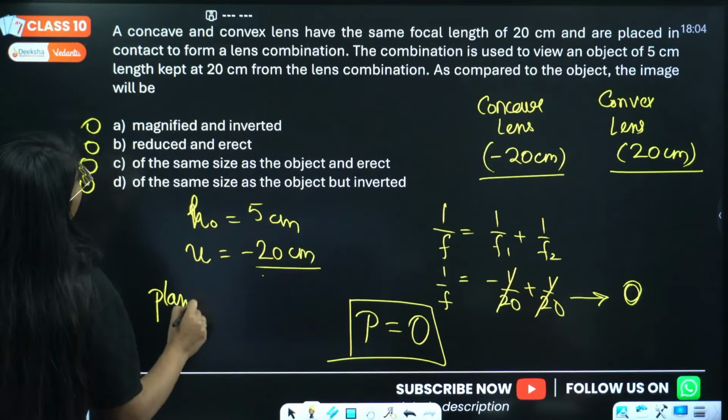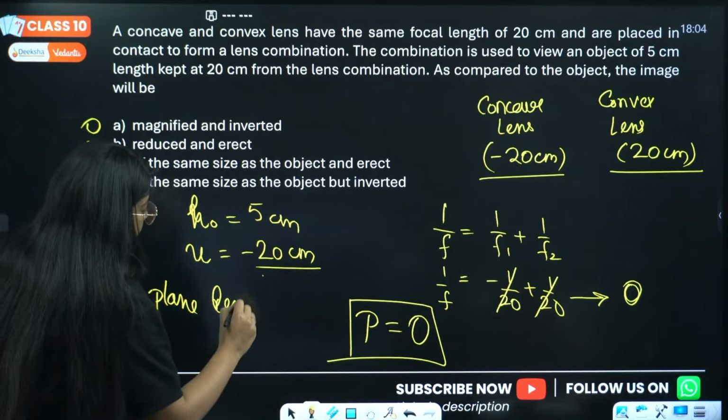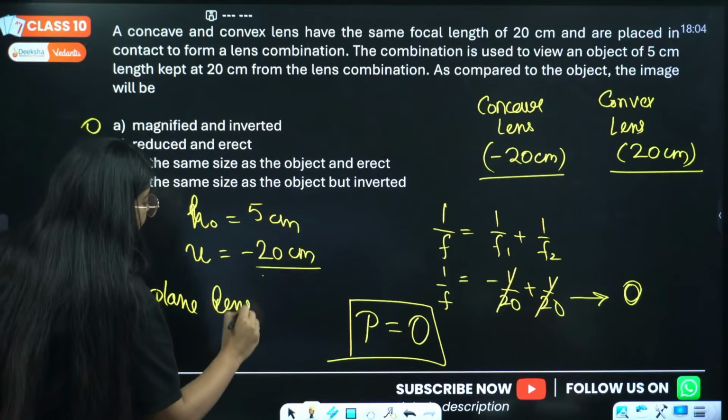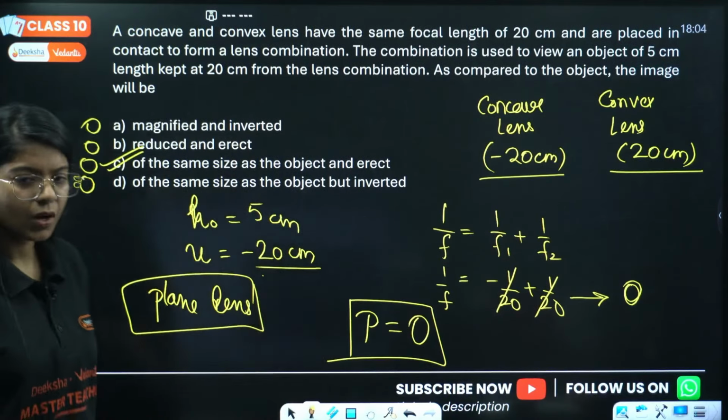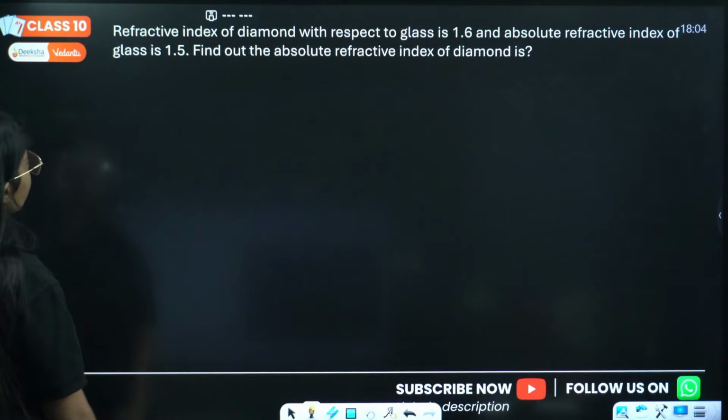That is of plane lens, right? A very thin glass slab through which no refraction is happening, right? So it is of the same size as that of the object, and since it is a plane lens, that means the image will be erect, right? Okay, let's move on to the next question.